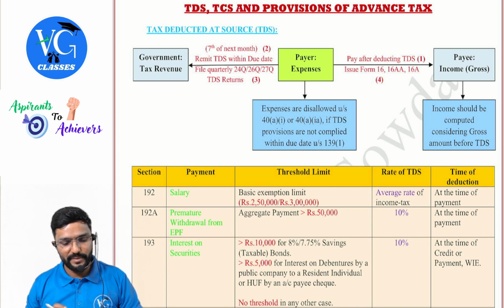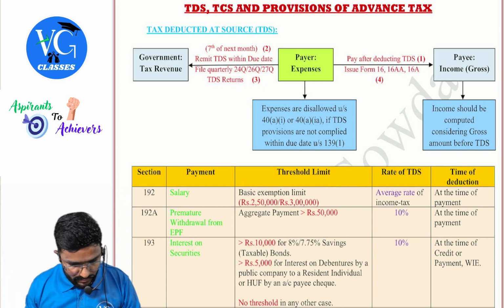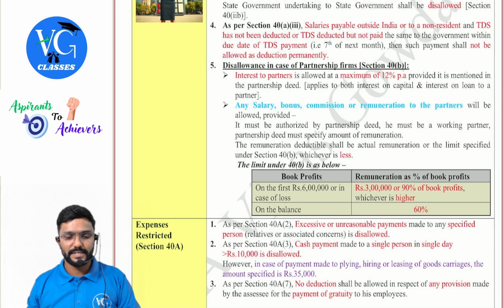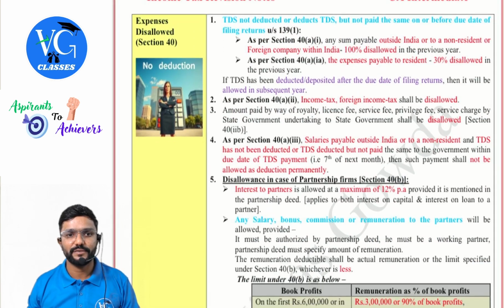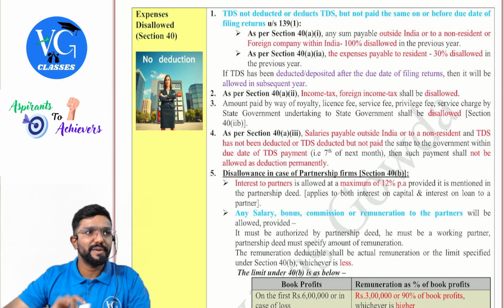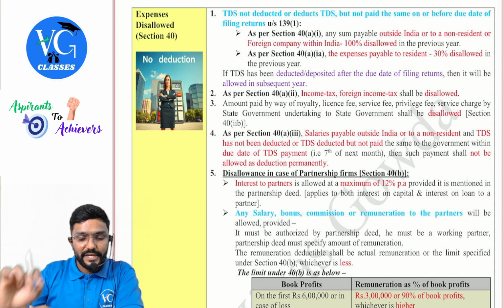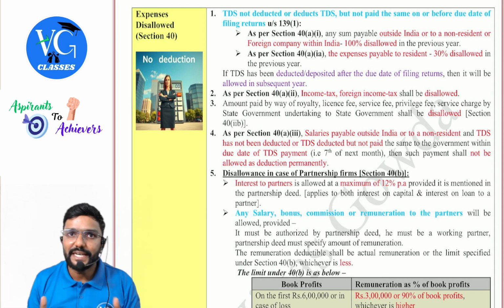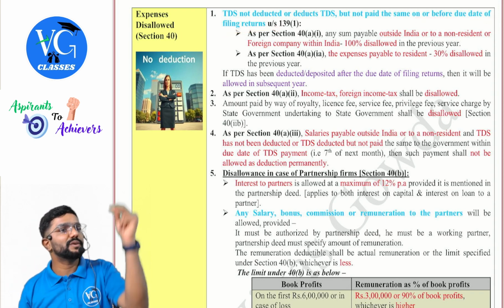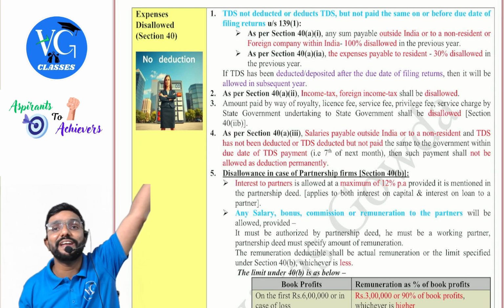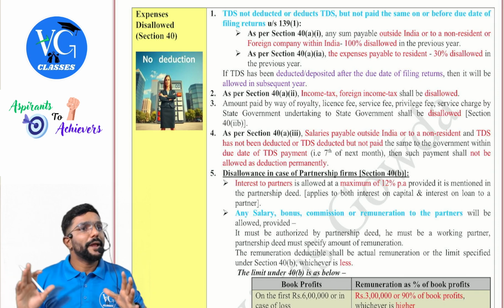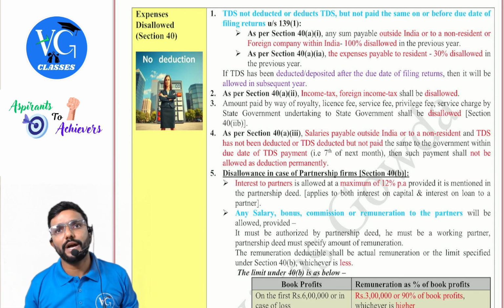Yes, let us go back to PGBP now. Yes, we'll start with 40. Expenses disallowed under the section 40 series. Please pay attention one by one. First one, TDS not deducted or else deducted but not remitted to the government within the due date of filing the returns. What is the due date of filing the returns? Under section 139(1), 31st July, 31st October or 30th November, whichever. If the question is silent, consider 31st October.